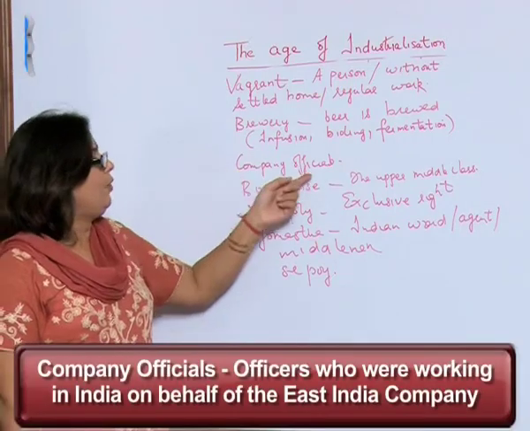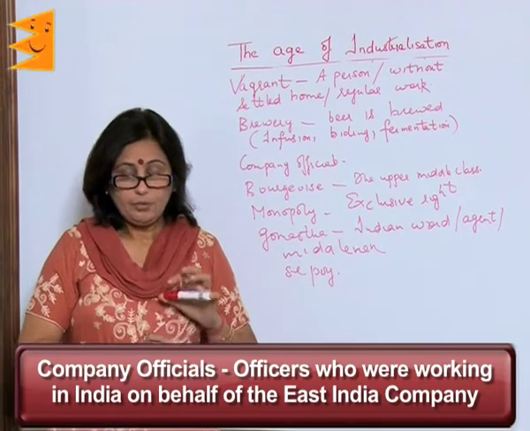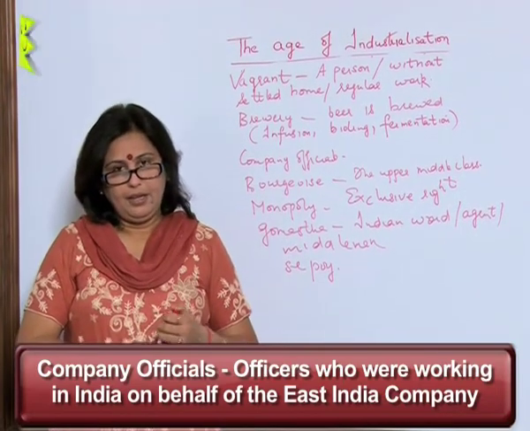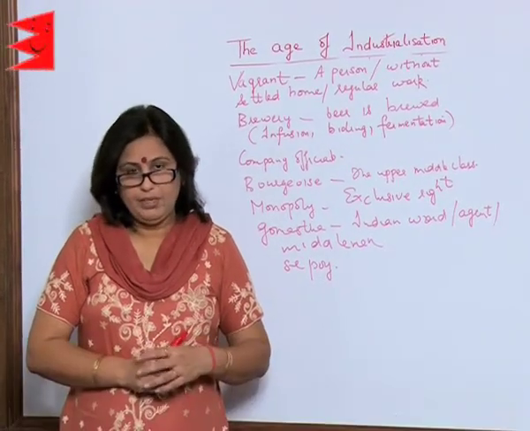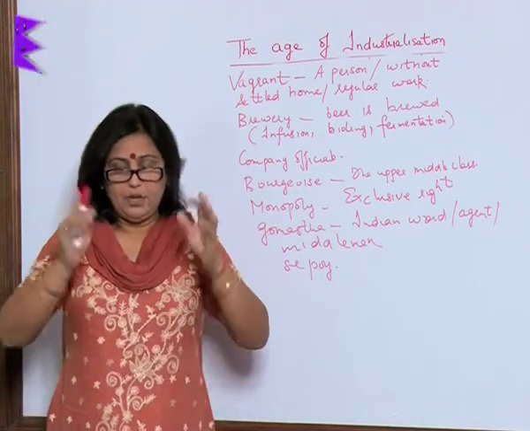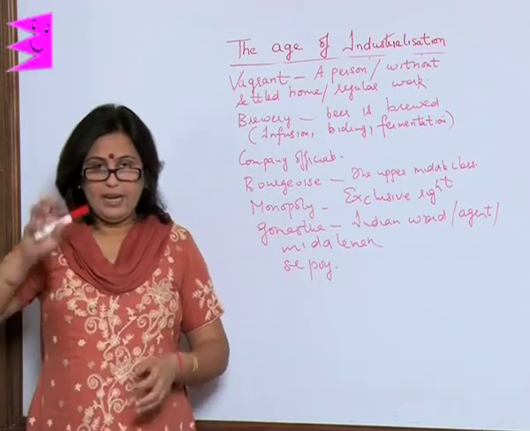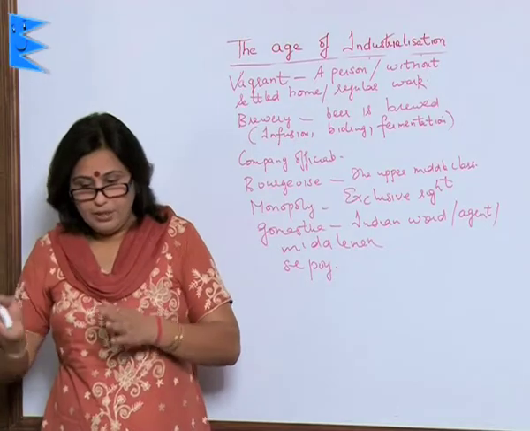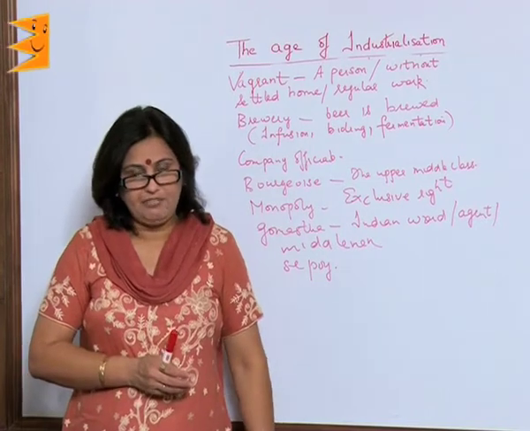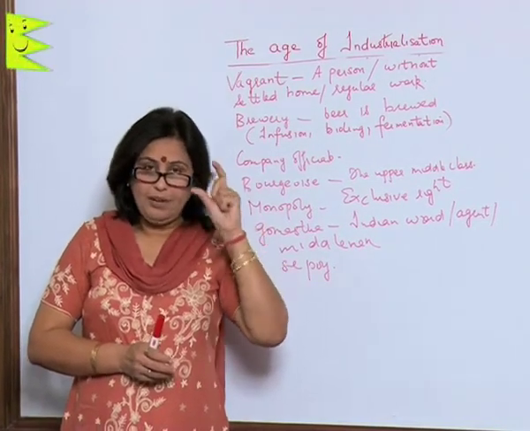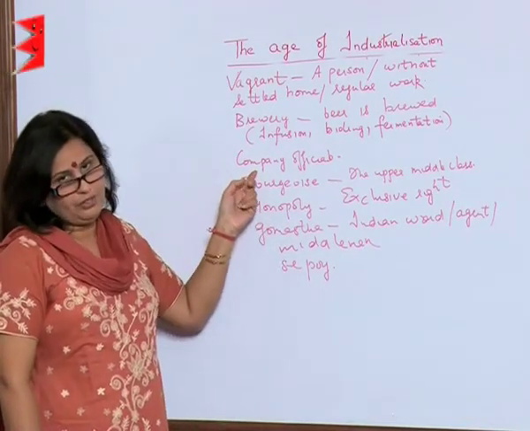Next is company officials. Company officials were those officers who were working in India on behalf of the East India Company. Those were the company officials, because the East India Company, the trading company which had come to India, was called as a company. That is, before the Britishers took over India, it was the East India Company which was managing Indian affairs, and the officers who were connected to this company were called as company officials.